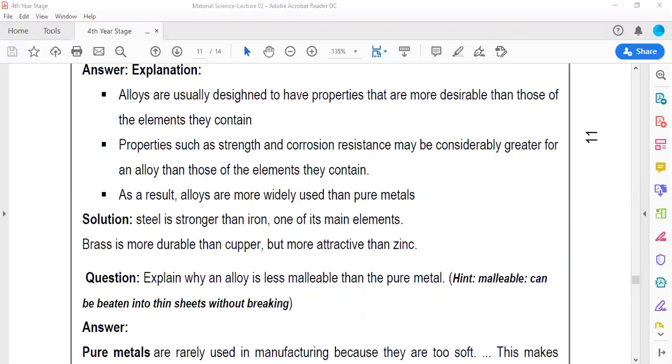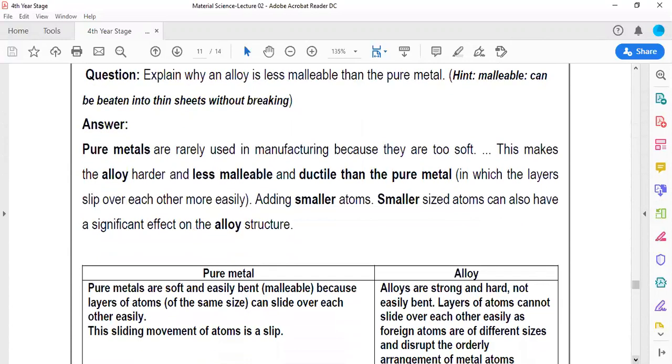Right. If we go down in your lecture, pure metals are rarely used in manufacturing because they are too soft. This makes the alloy harder and less malleable and ductile than the pure metal. Remember, alloys are less malleable than pure metals, and less ductile than the pure metal. And remember what we said about layers today. That means in alloys, the slipping of the layers over each other would be harder, more difficult. Adding smaller sized atoms can also have a significant effect on the alloy structure.